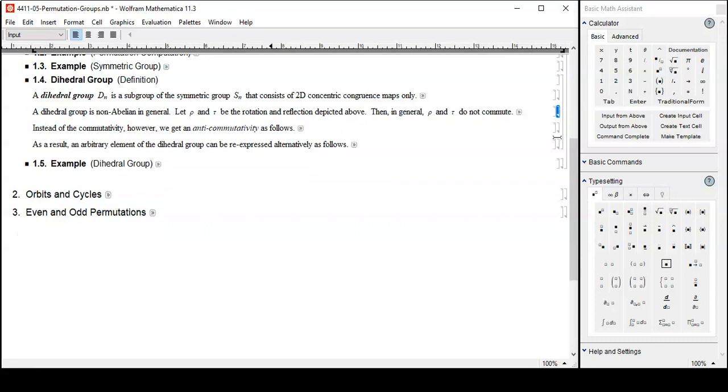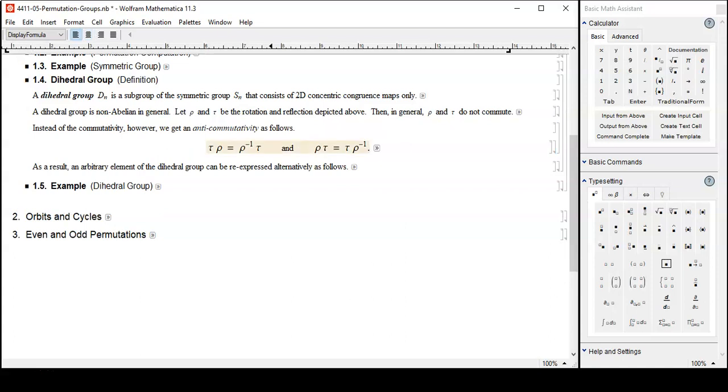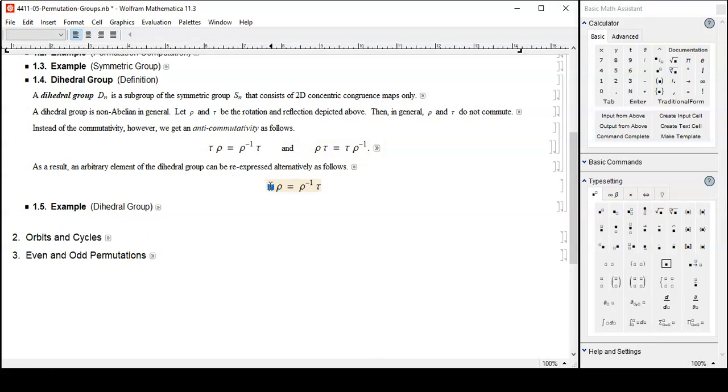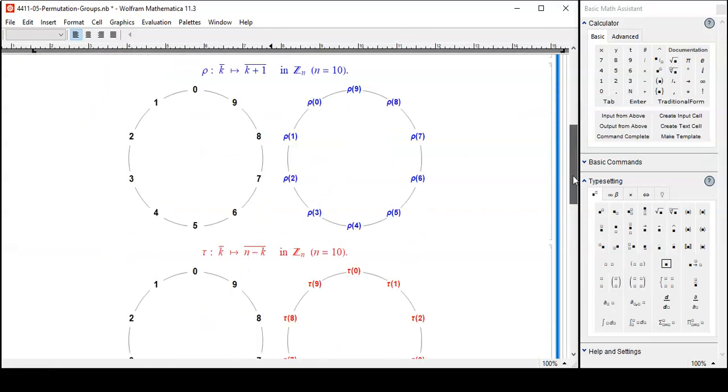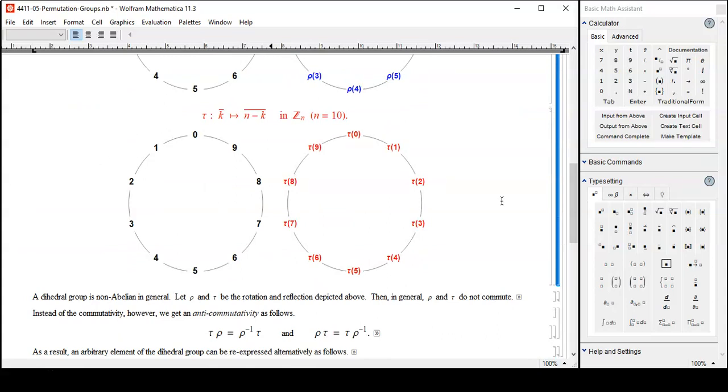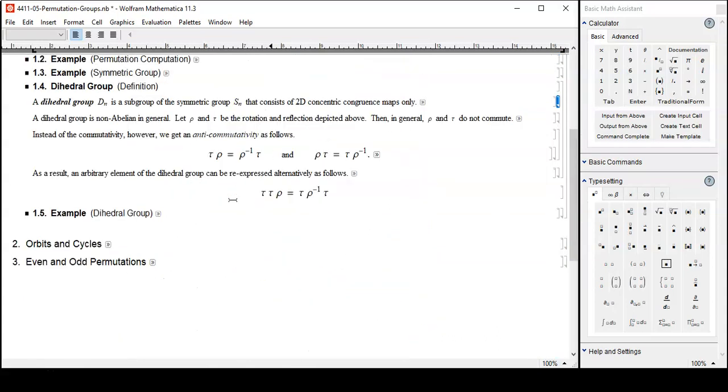They may not be commutative, but they exhibit something called anti-commutativity. So tau rho is rho inverse tau, or equivalently rho tau is tau rho inverse. Can you prove the equivalence? From here, if you multiply tau to both left-hand side and right-hand side, what happens? Tau times tau is identity. Let's go back here. Tau is just flipping. Flip once and flip twice, you get back to the original. So tau is actually tau inverse. So that's just identity, so we get that.